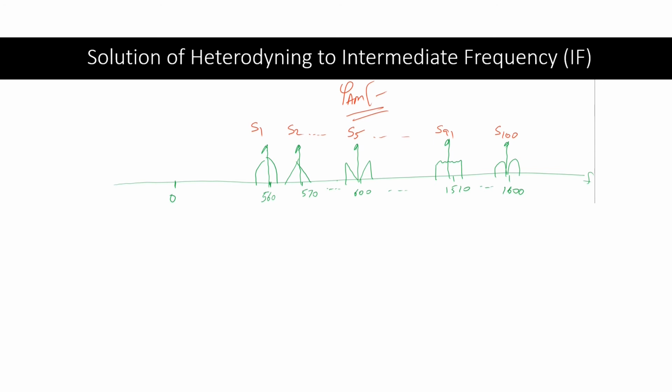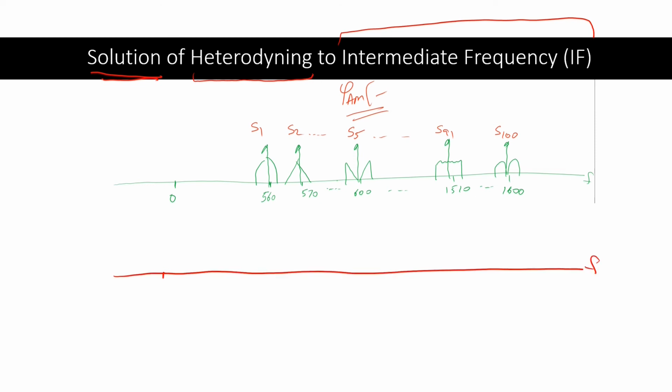So the solution for this kind of problem is to move into frequency shifting or heterodyning, and we would like to shift the frequencies to an intermediate frequency. So what we are trying to address here is that we assign an intermediate frequency, IF.